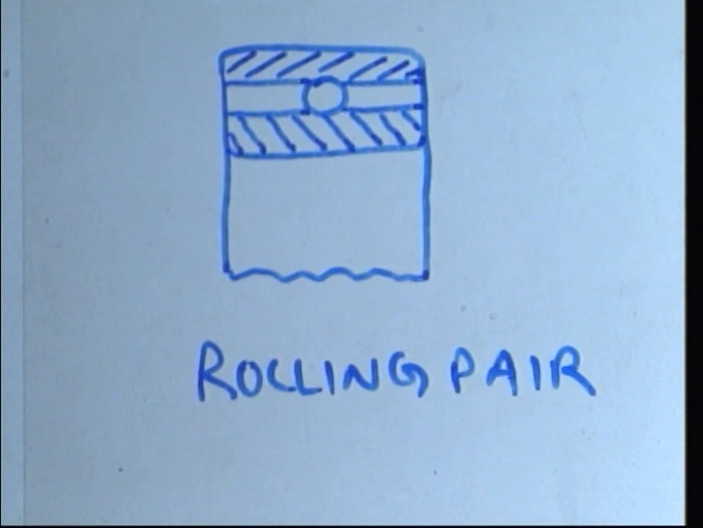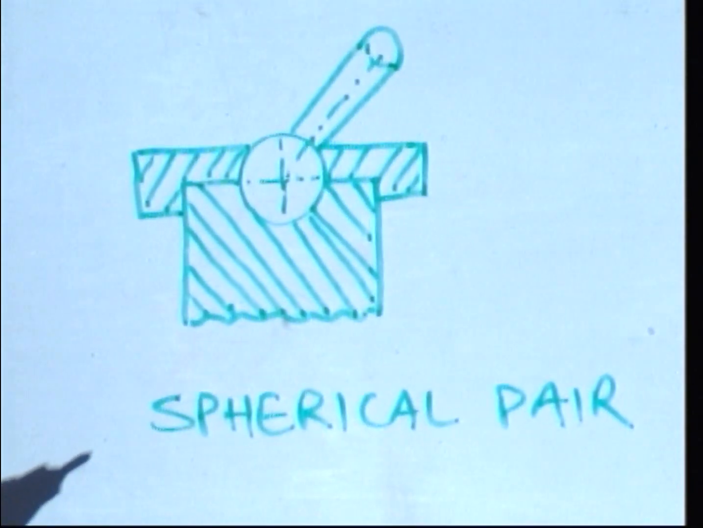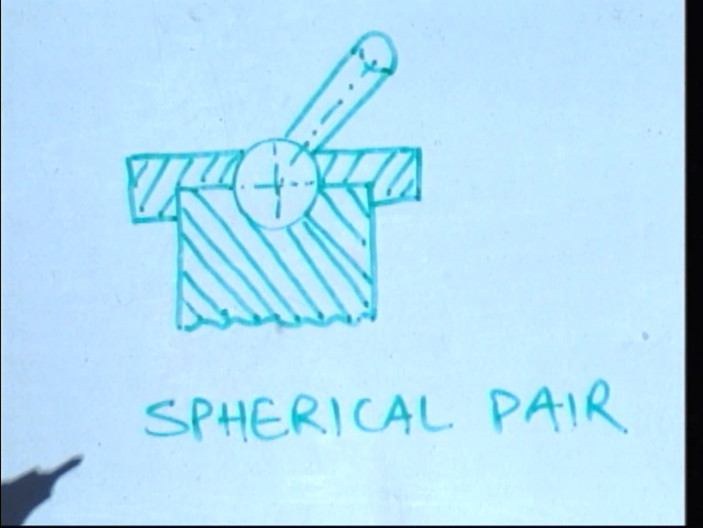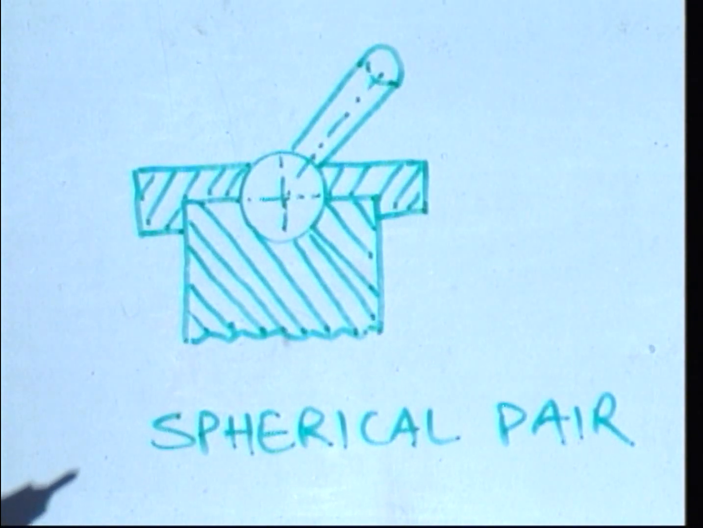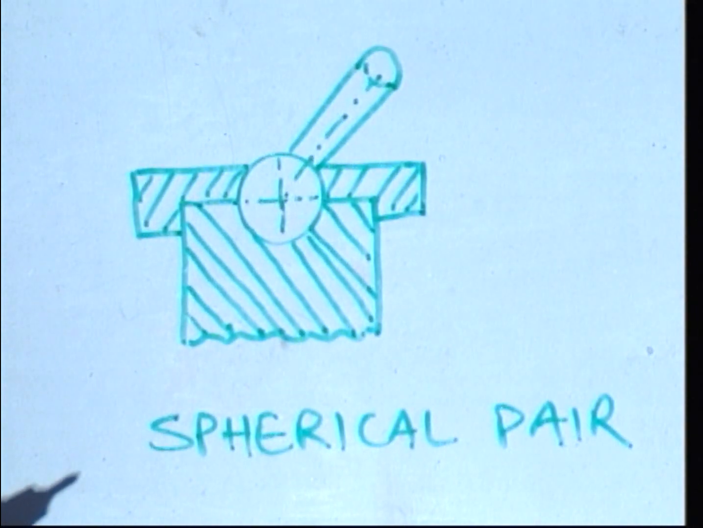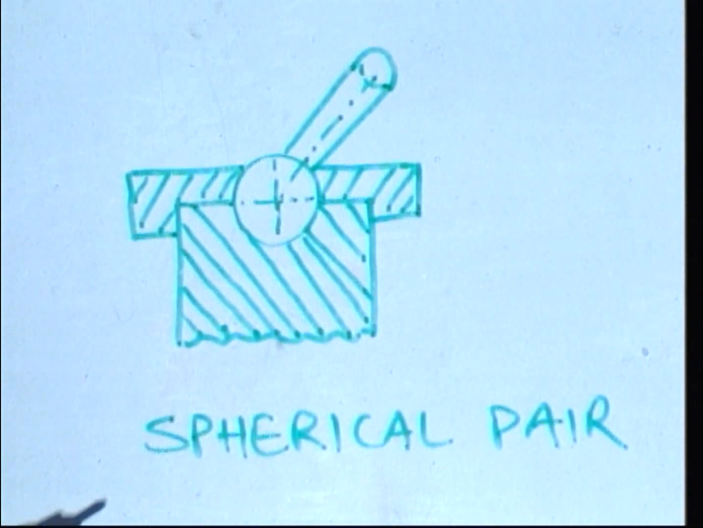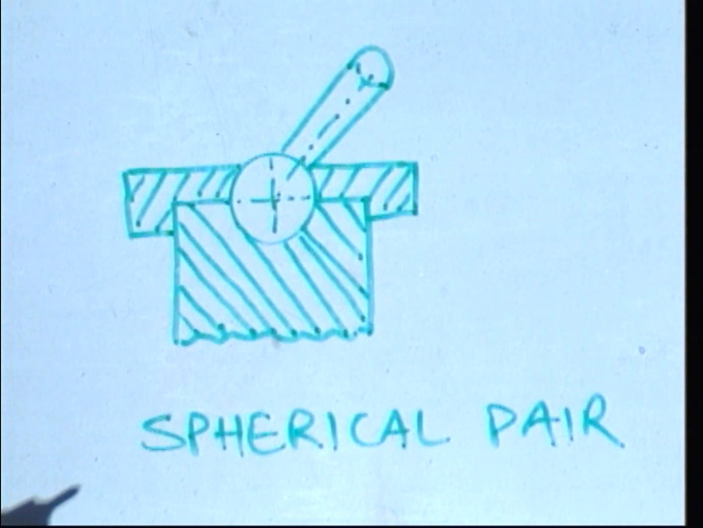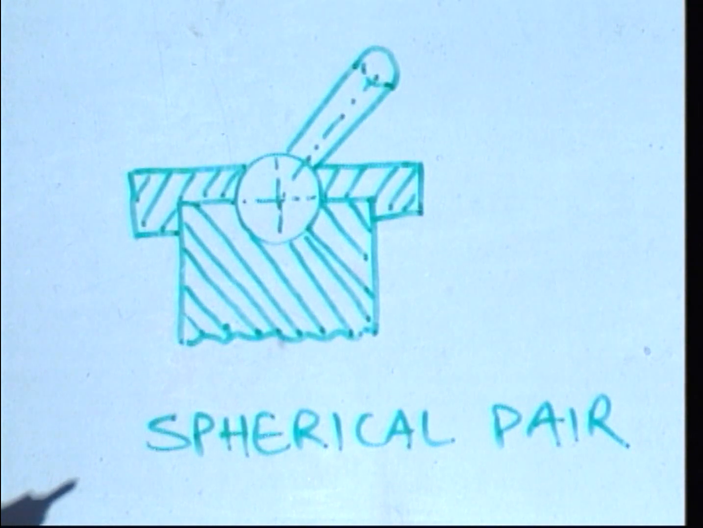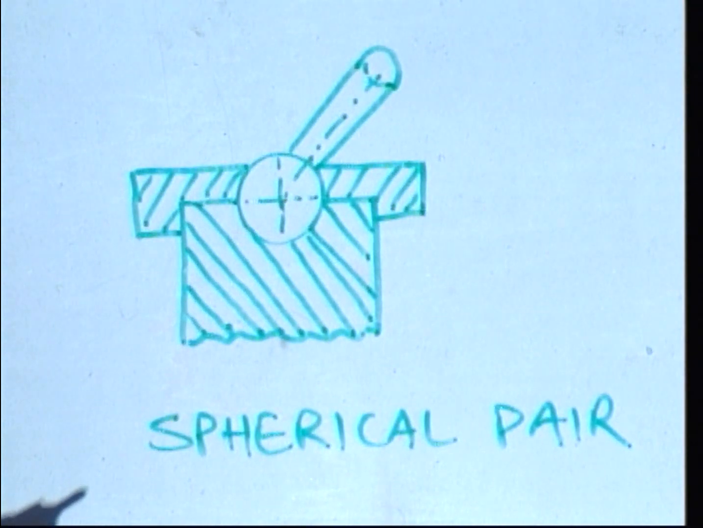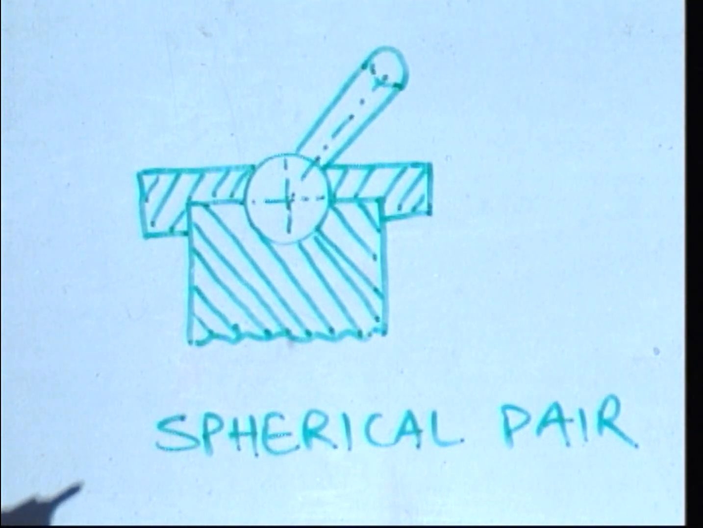We have here a spherical pair. When the nature of contact between the elements of a pair is such that one element moves spherically about the other, then such a pair is called a spherical pair. To quote an example, a ball and socket joint and the pen support joint in a pen stand.